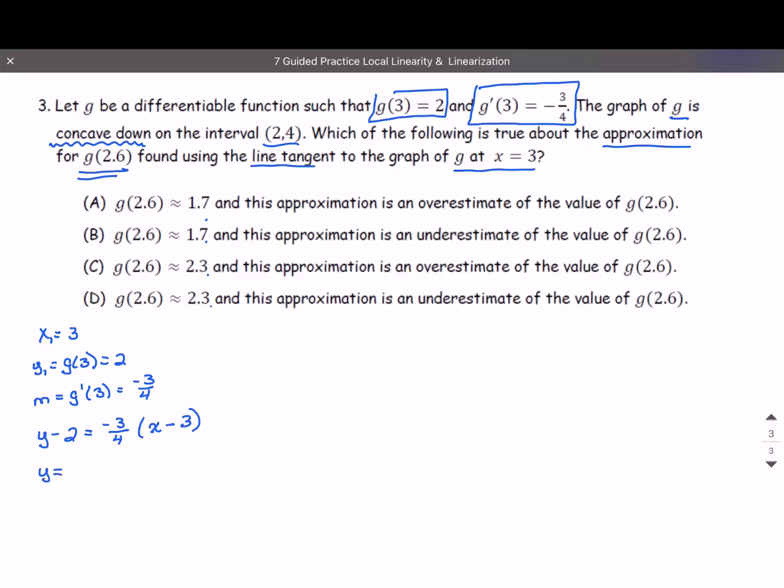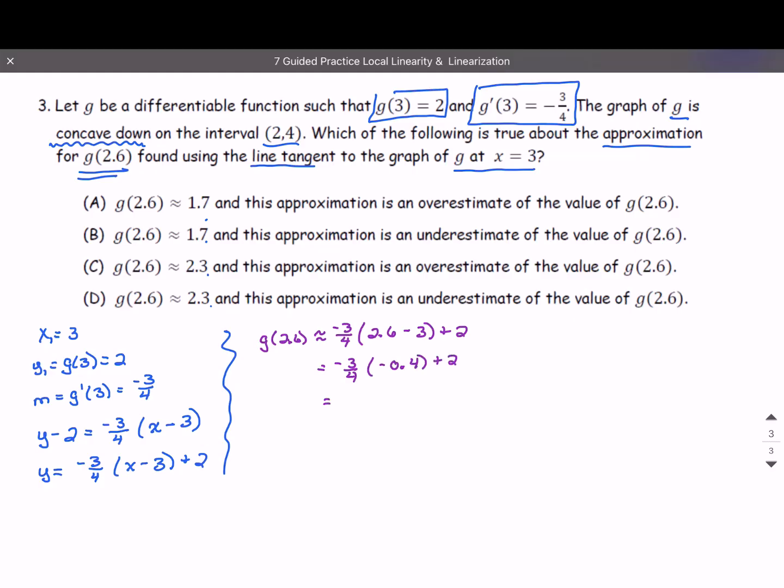Now, you might want to move the 2 now or in the next step. That's up to you, but it eventually has to come to the other side here. Now I'm going to approximate g of 2.6 is approximately negative 3/4 times our x, now 2.6, minus the x value 3, plus 2. So if we do a little arithmetic here, it's negative 3/4 times negative 0.4 plus 2.